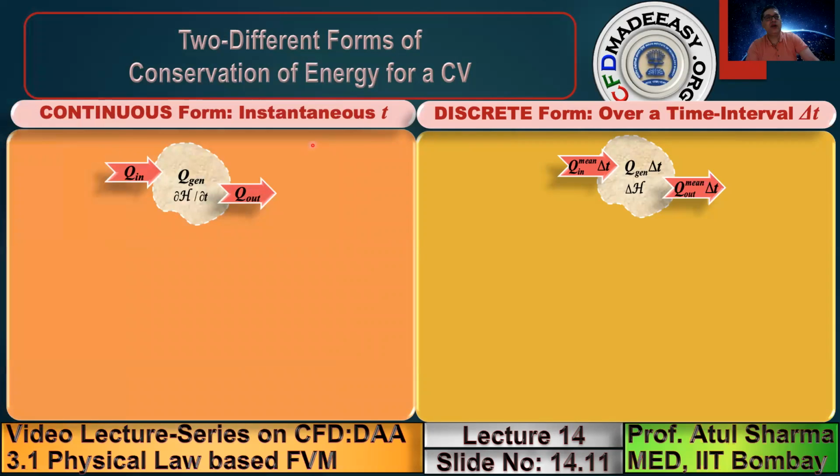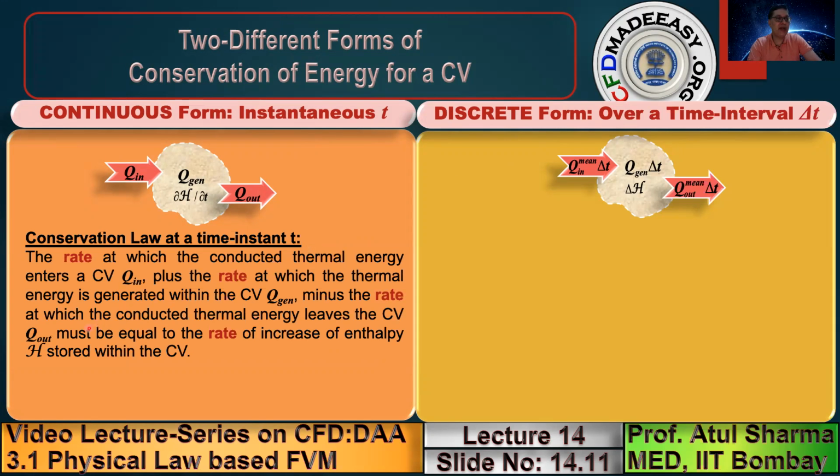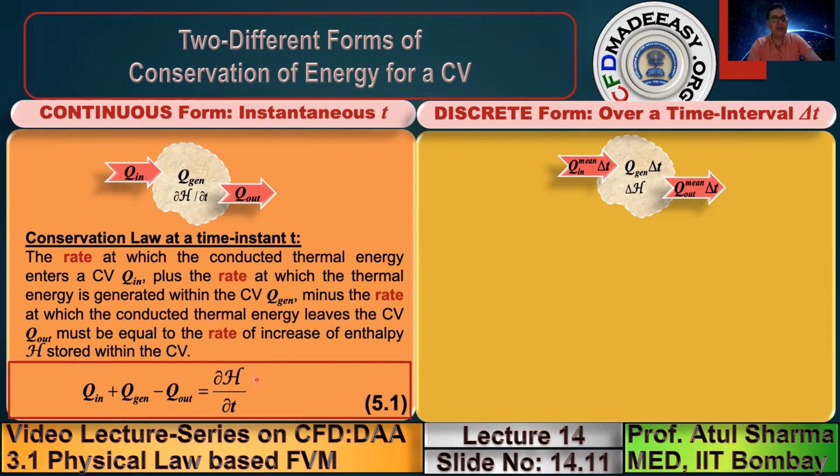As I mentioned earlier, there are two forms of energy conservation law. The continuous form, which you have studied in your undergraduate course, is applicable for each and every time instant. There is another form, which you studied in your thermodynamics course, where everything is on an amount basis. Here it is on the rate basis, and this statement is applicable over a time interval. In the heat transfer course, the statement we have used is: the rate at which conducted thermal energy enters a control volume plus the rate at which thermal energy is generated within a control volume minus the rate at which the conducted thermal energy leaves the control volume must be equal to the rate of increase of enthalpy stored within the control volume, which is mathematically expressed in this form.